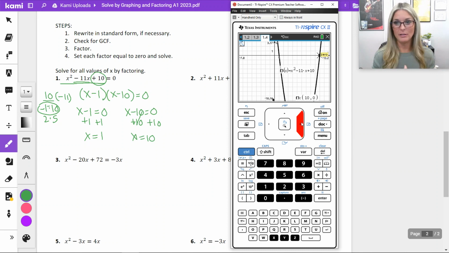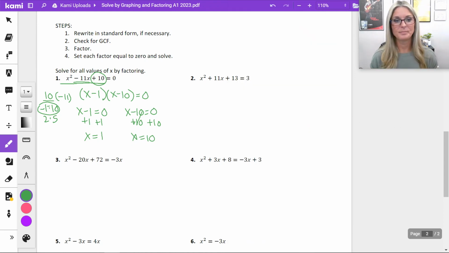We're going to learn a couple others in the next lesson, but we could graph it and visually see where those x-intercepts are. We can also factor it and get those x-intercepts. We do need to know how to do both methods because both methods are tested in Algebra 1. Okay, so for number 1, the answer is 1 and 10. 2 solutions because our parabola crossed at 2 places.